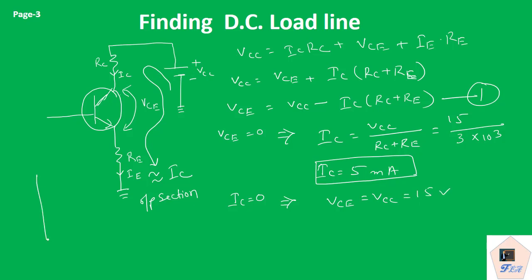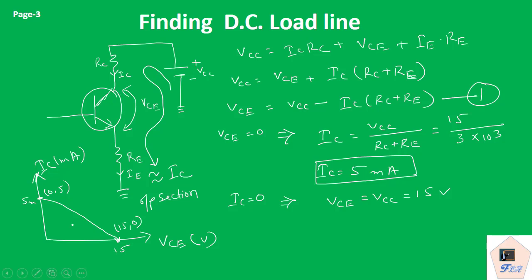So now we can draw the DC load line, VCE in volts and IC in milliampere. So 2 points we have got, 2 endpoints. We'll connect these 2 points and we'll get the DC load line. So this point is 5 milliampere, and this point is 15 volts. So this is our DC load line.